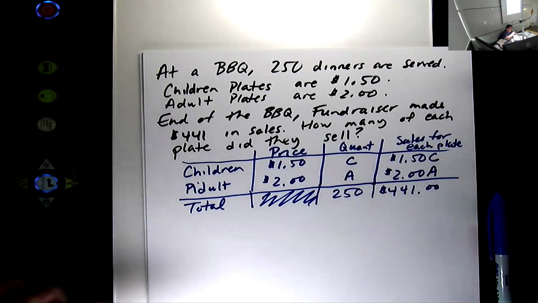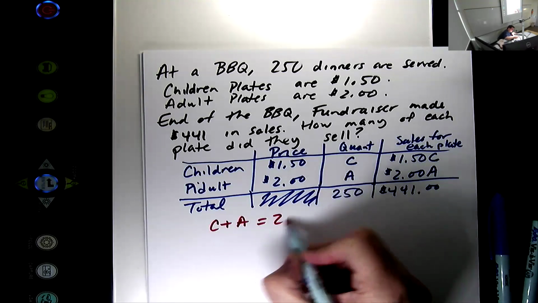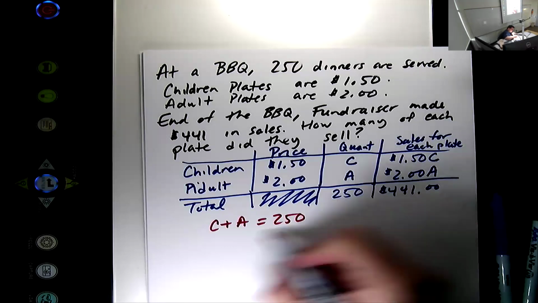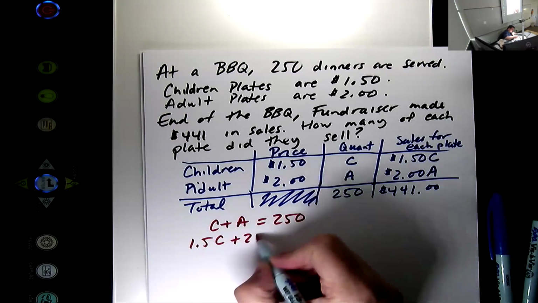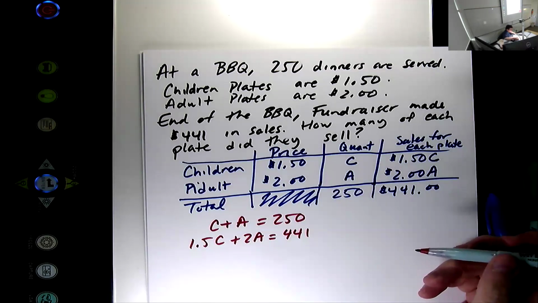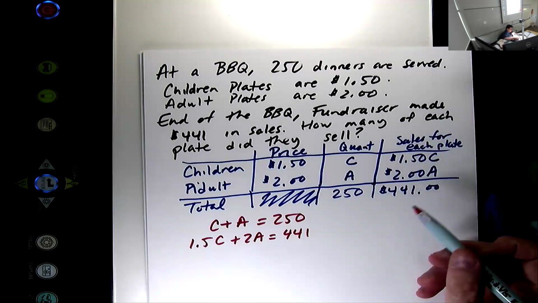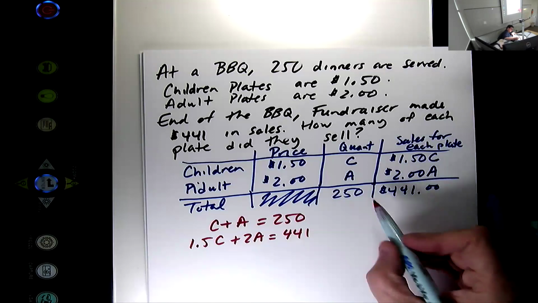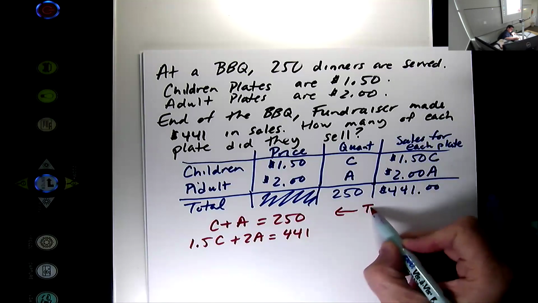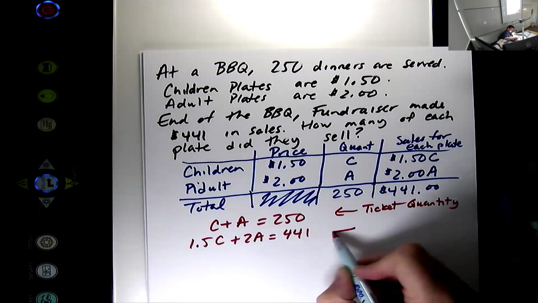So if we look at the columns, we can make equations out of this. C plus A equals 250. 1.5C plus 2A equals 441. So this one came from ticket quantity, and this one came from sales.